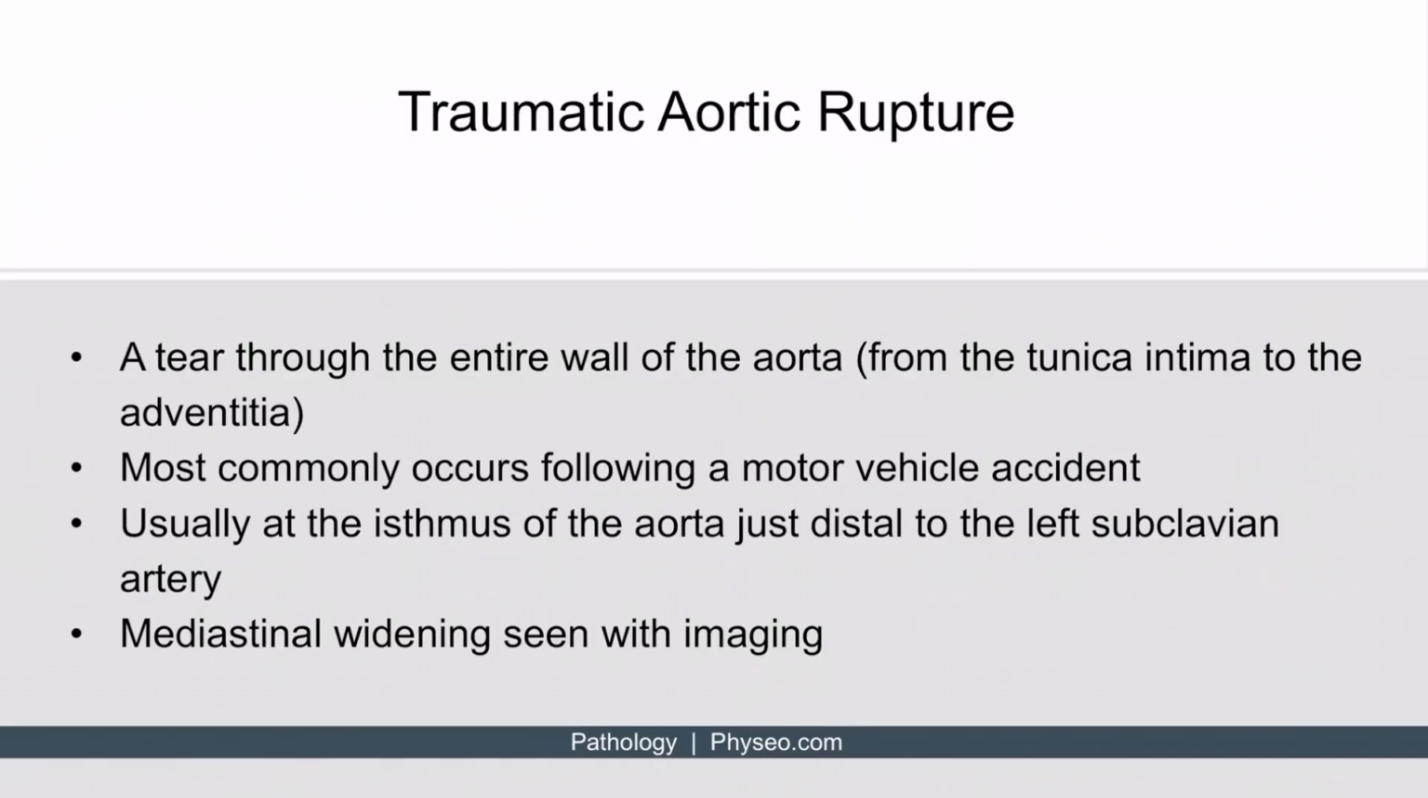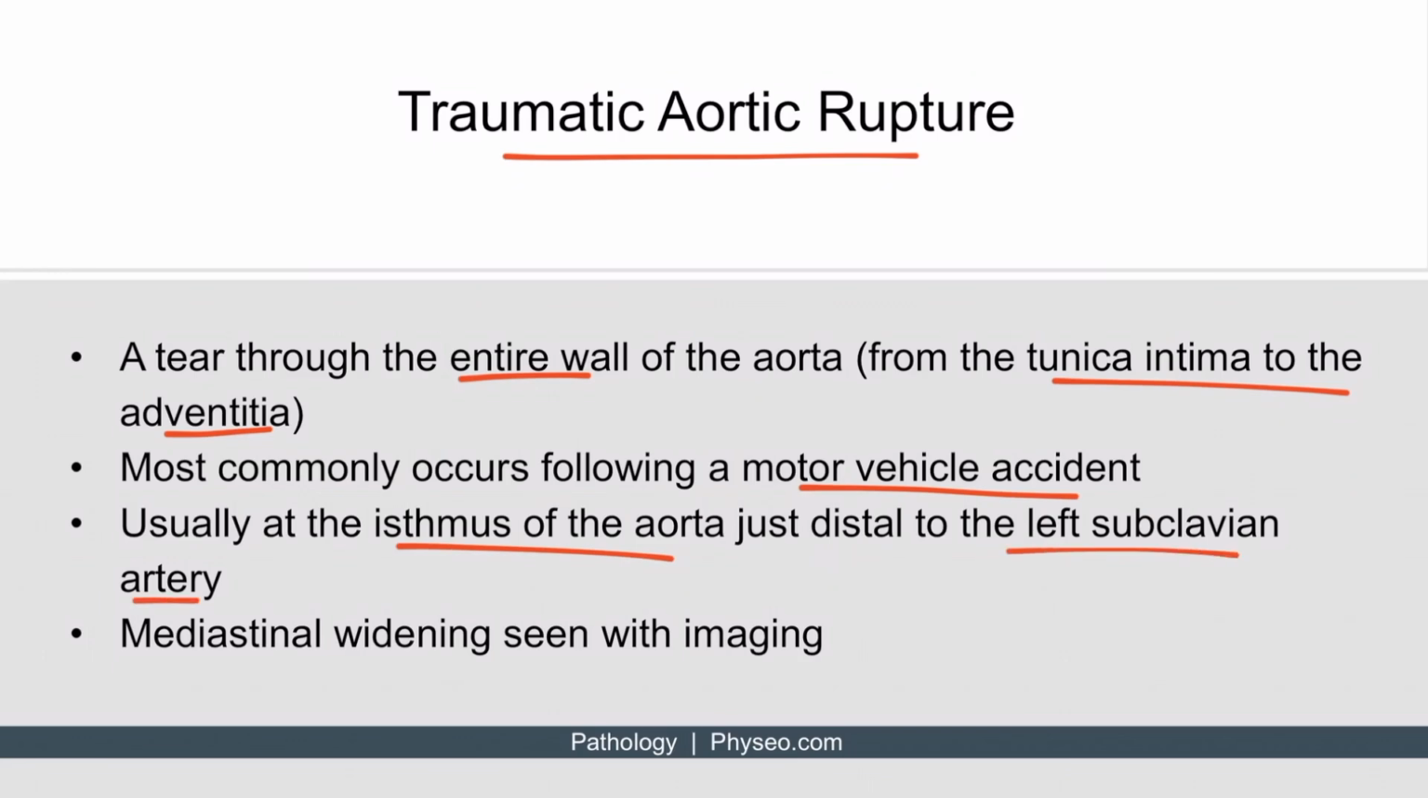Another condition that's similar to aortic dissection is traumatic aortic rupture. However, this is when a tear occurs through the entire wall of the aorta from the tunica intima to the adventitia. This most commonly occurs following a motor vehicle accident. The tear is usually at the isthmus of the aorta, just distal to the left subclavian artery. And finally, mediastinal widening may be seen with imaging.